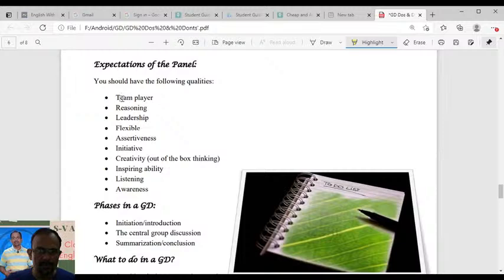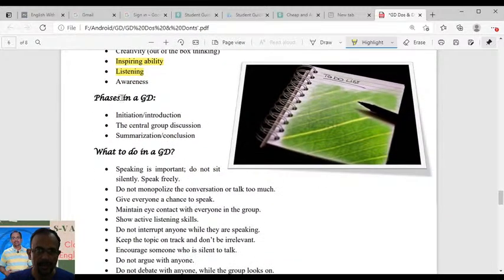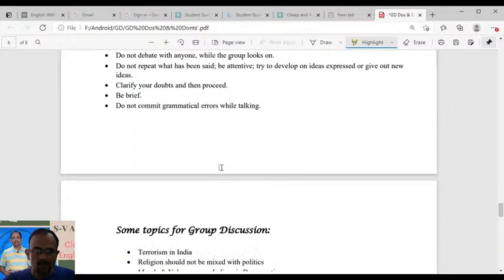Expectations of the panel: team player. You have to be a team player. You have to have reasons or logic. You have to be a leader, flexible, assertive. Then you are listening. You should be inspiring in quality. And what are the phases in a GD? Initiation or introduction, the central group discussion, and summarization or conclusion is also important.